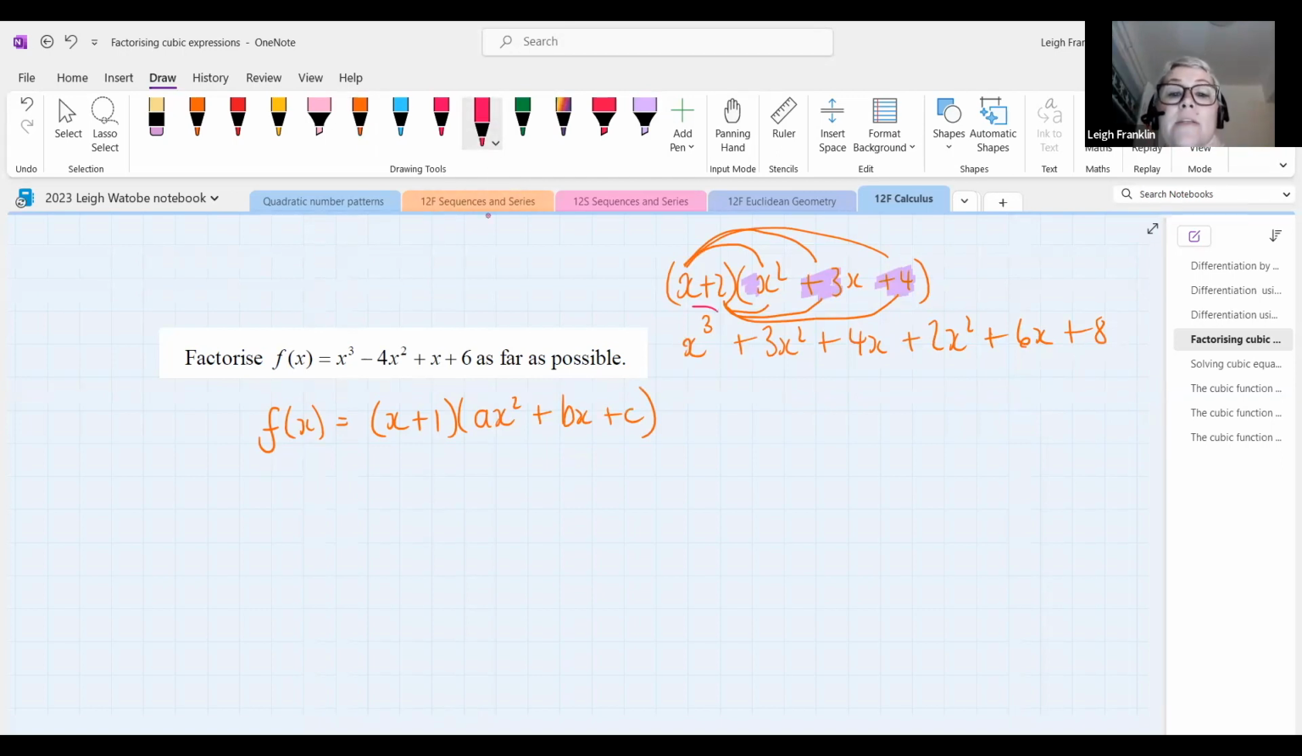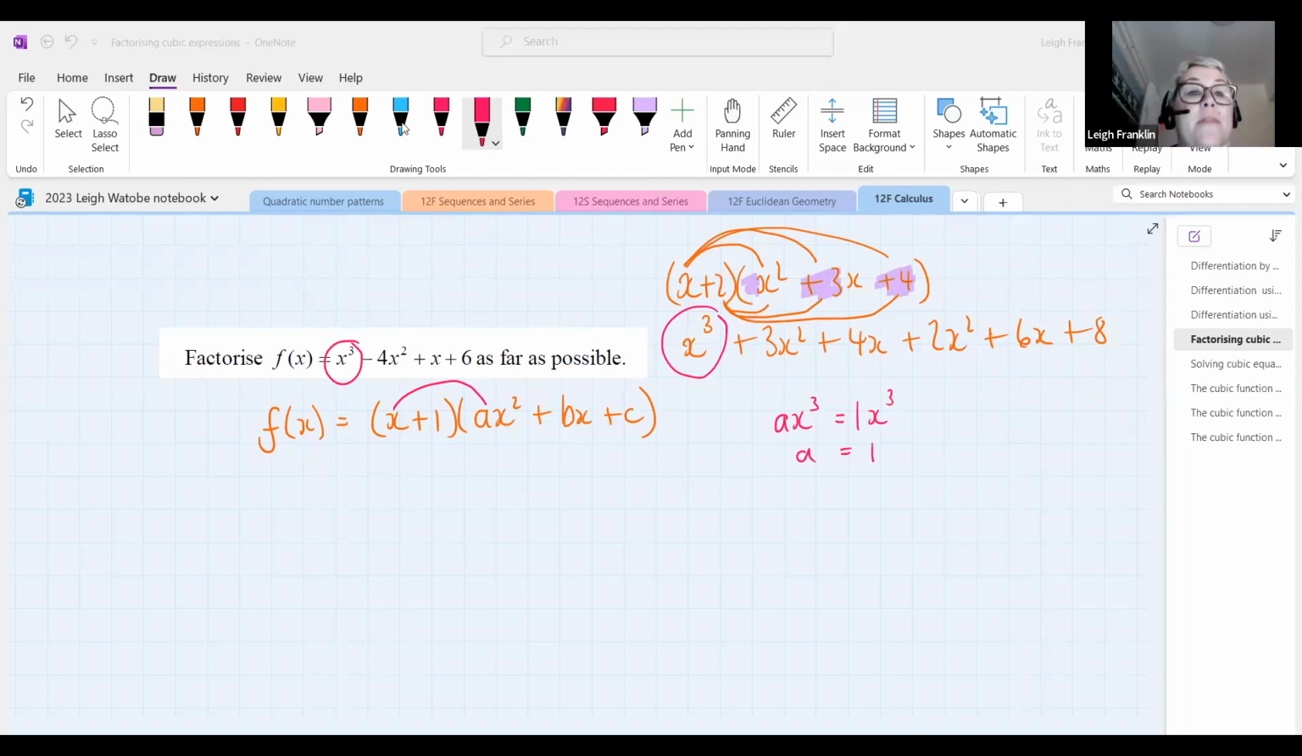So the only place that we get an x cubed term is by multiplying firsts with firsts. So this guy and that guy. So when I multiply x with ax squared, I get ax cubed. When I go back to my equation, I can see that it's 1x cubed. That means that a has to be equal to 1.